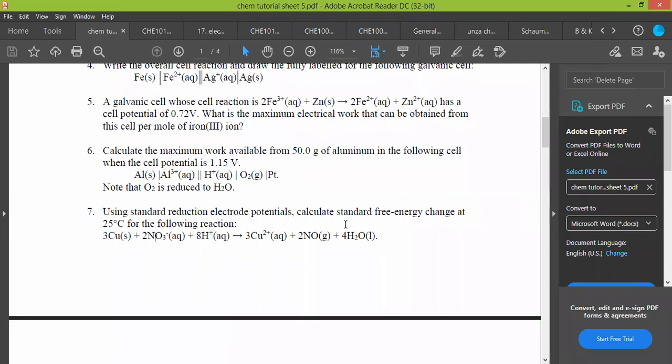Which is equal to negative 0.34 plus 0.84. So what is negative 0.34 plus 0.84? You guys, are we together?